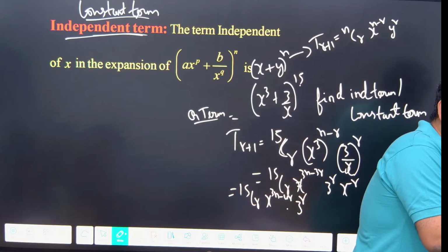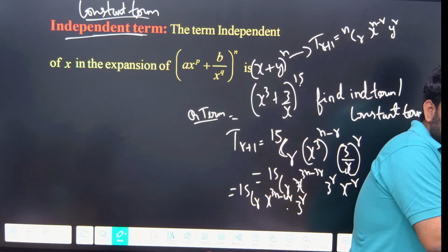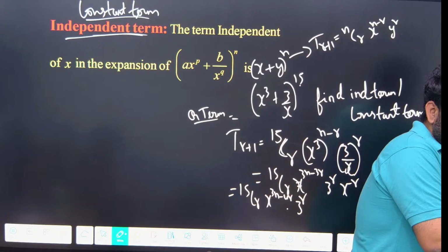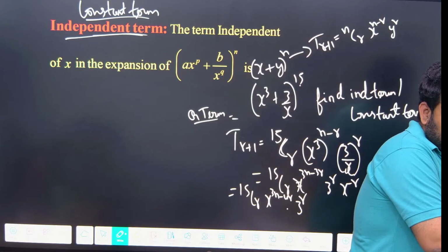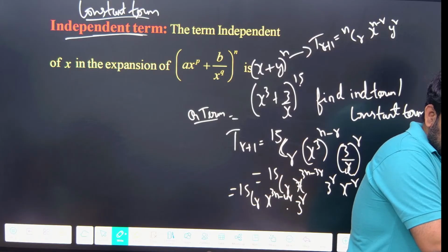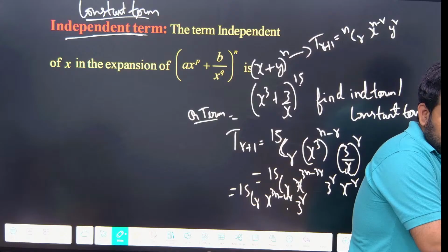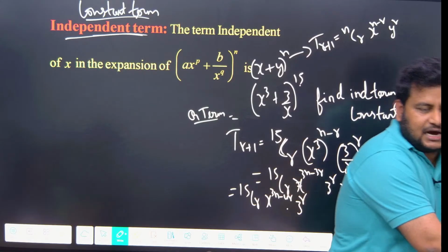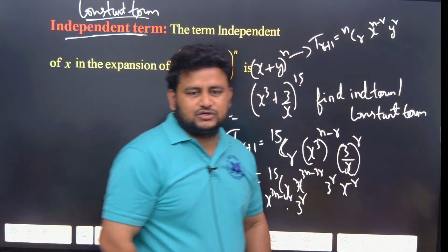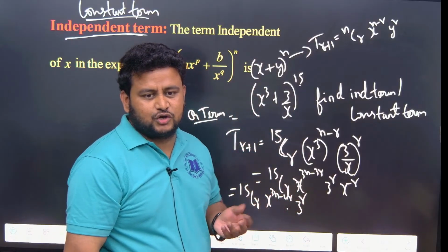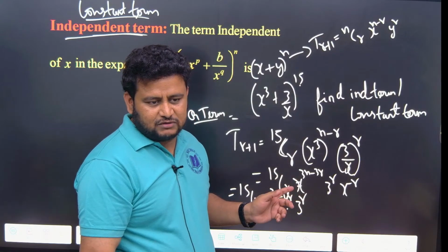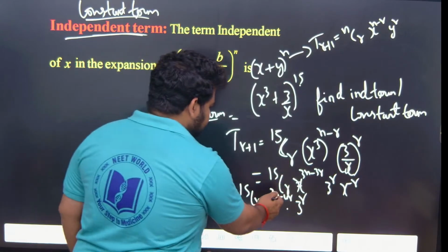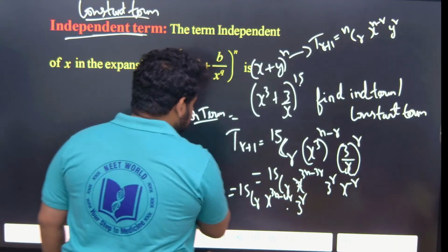What is the n value? 15. Put the n value. r is equal to 45 by 4. When you get it like that, you have to definitely get the r value as an integer, and also a natural number. Once you get r value 45 by 4, finding the constant term is not possible, because the r value should always be a natural number. If I multiply this, n is 15, so this will become what?